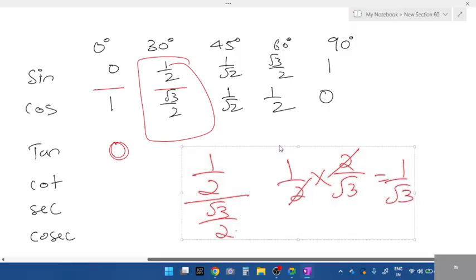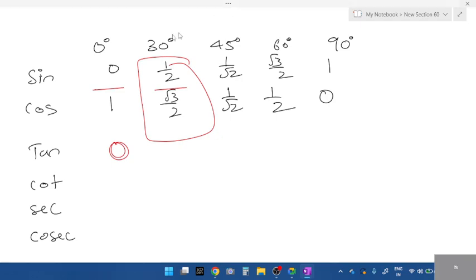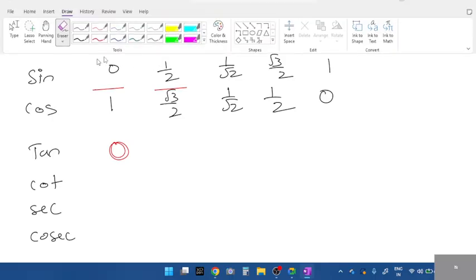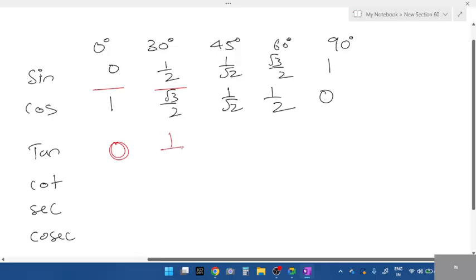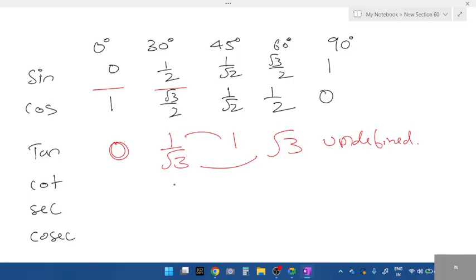Or I would say it is better to memorize the sine and tan values. If you memorize sine and tan values, the other values are easy. Look here, I'll give you the tan values: 0, 1 by root 3, then write 1 and root 3 here, and this becomes undefined. So memorize the sine values: 0, 1 by 2, 1 by root 2, root 3 by 2, 1. Okay, cos will be the opposite of that. Cos is just the opposite.